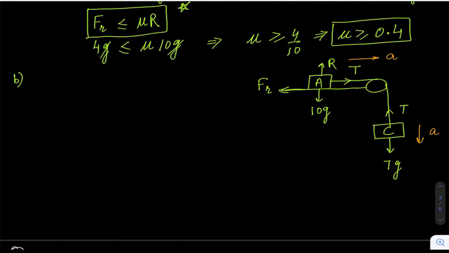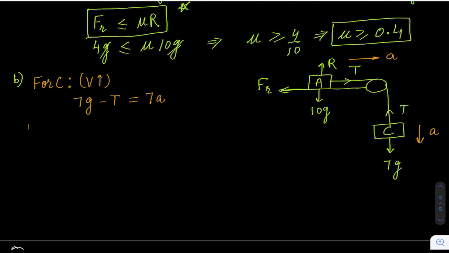So again, let's analyze for C first. C is moving only in the vertical direction, there is no force in the horizontal direction. So in the vertical direction, what's happening? Net force downwards is 7g minus tension, and this should be equal to 7 times a, right? Because acceleration is downwards. So what you have to do is see the net force downwards. The net force is equal to mass into acceleration, Newton's law.